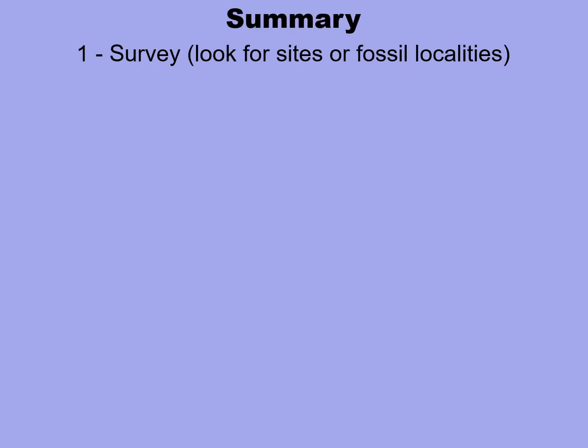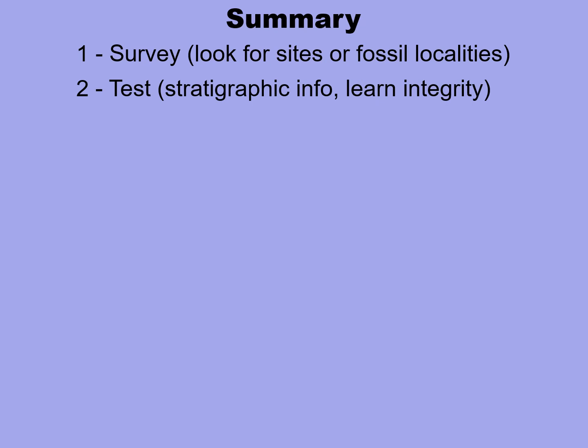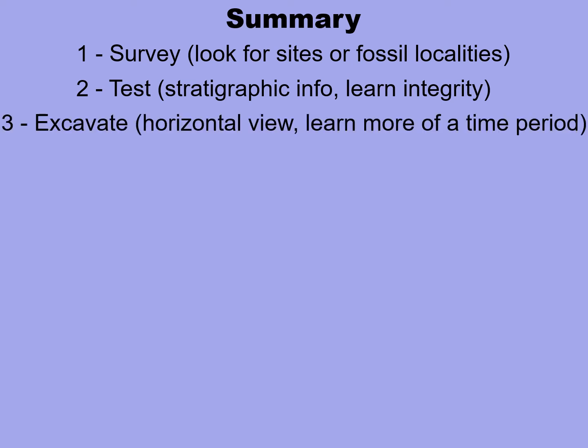To review, the 3 stages in archaeological excavation are 1, to survey, to find sites or fossil localities. The second stage is to test those sites that you found, to collect stratigraphic information, figure out the boundaries of the site, what kind of site it is, and to learn whether the site still has integrity, whether anything is left below the ground surface. And the third stage is to excavate some of those sites, to open up a horizontal view to learn more about a particular time period.